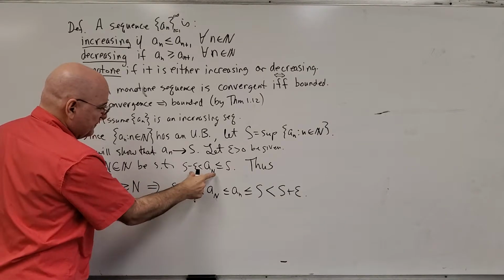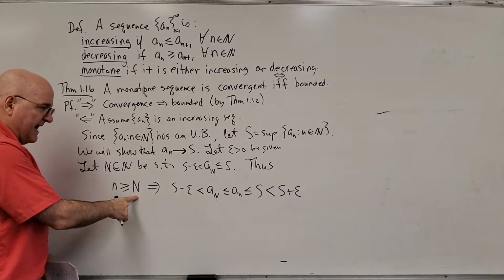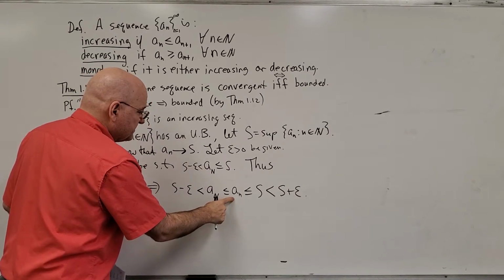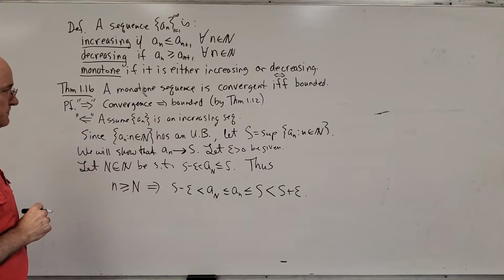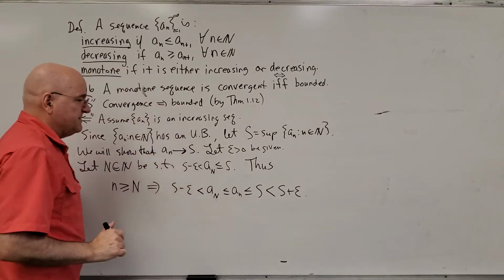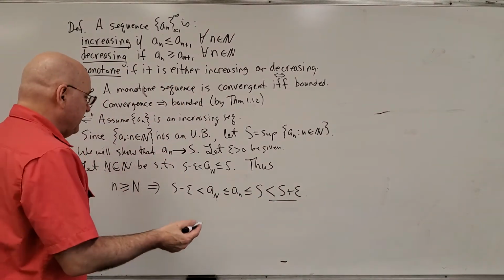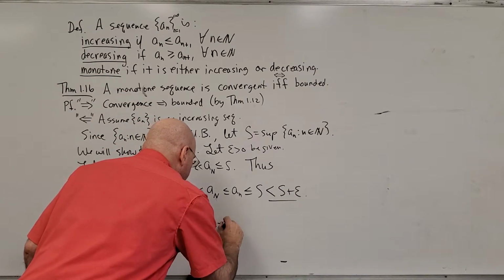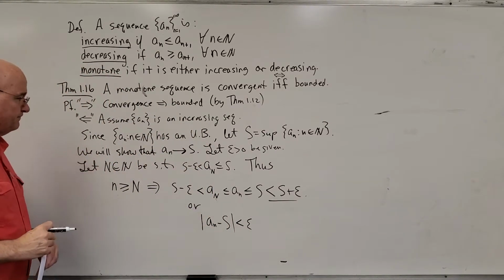Well, this part of it comes from this inequality right here. Since little n is at least as big as capital N, this has to hold, because we have a monotone sequence, and specifically for this, an increasing, non-decreasing sequence. Every element in the set is less than or equal to S, and I just tack this on for the fun of it, less than S plus epsilon, because why? All that means is that the absolute value of a_n minus S is less than epsilon. That's equivalent.